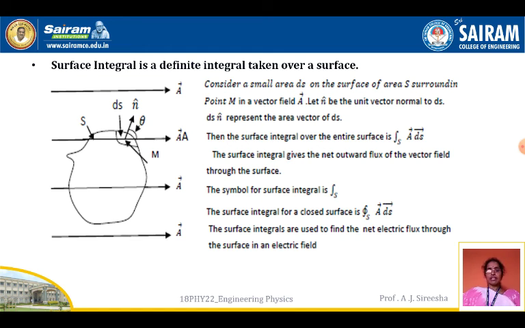The symbol for surface integral is S. You write S, it becomes a surface integral. The surface integral for a closed surface is the integral over a closed surface S of A dot ds. A and ds are the two vectors. The surface integrals are used to find the net electric flux through the surface in an electric field. So a surface integral is nothing but an integral taken over a surface.